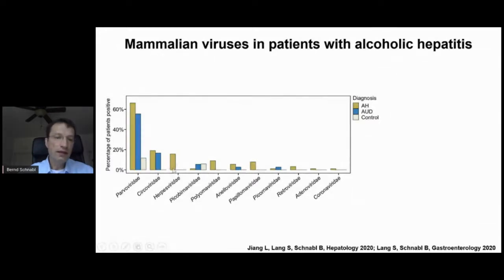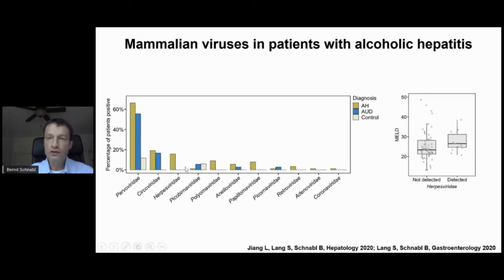And in particular, the Herpesviridae, and this is particularly represented by EBV, so Epstein-Barr virus. We had about 15% only in the alcoholic hepatitis patients. We could not detect this in the alcohol use disorder patients and the control patients. And when we looked at the alcoholic hepatitis patients where we detect this Herpesviridae, they had a significantly higher MELD score than the patients where we did not detect Herpesviridae.